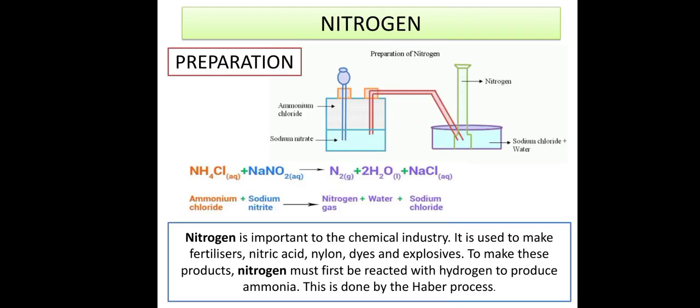Preparation of nitrogen. On heating, aqueous solution of ammonium nitrite, nitrogen is produced. But this decomposition of ammonium nitrite is very weak and there is a chance of explosion.